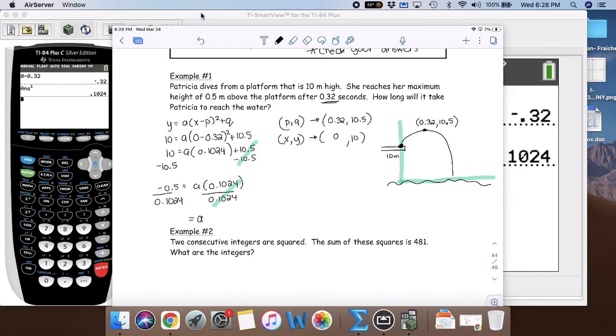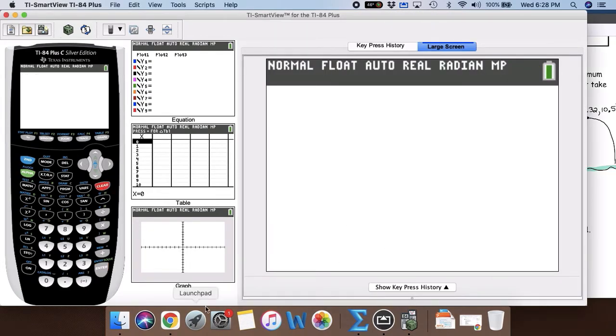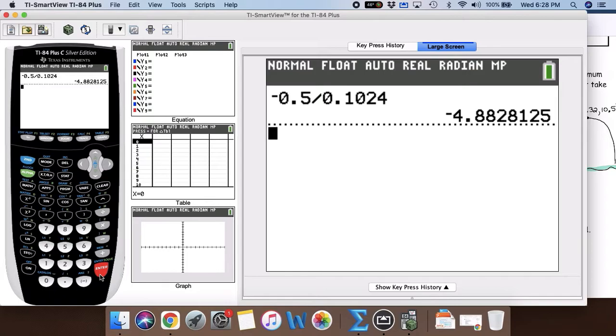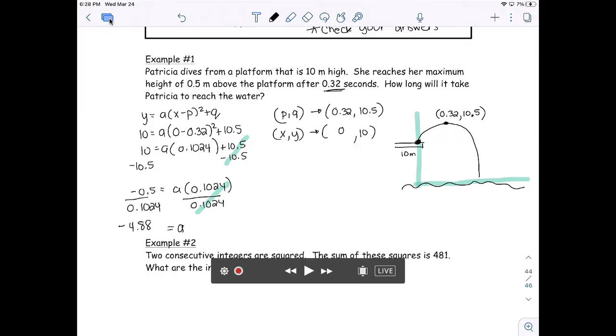So a is equal to, you put that into your calculator, you should get a negative value because it's downward facing. So we have negative 4.88. Using 2 decimal places is much more accurate than rounding, right? So use 2 decimal places in this one, so that's our a value.